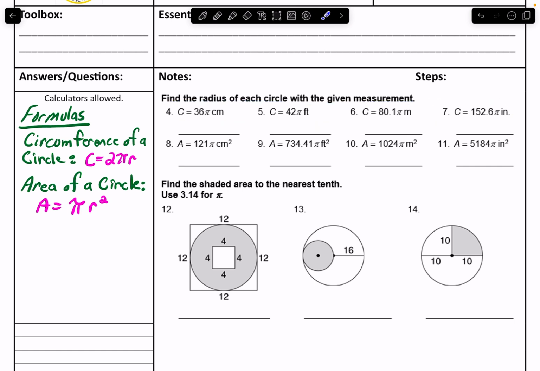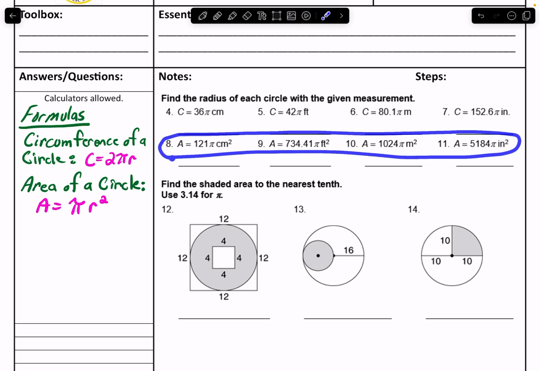Now, here's the formula we'll work with. The circumference of a circle is equal to 2 pi r. We'll take that formula, we'll plug this in for c, and then we will find r. We get down here to these four right here. We're given area in each one. So we'll plug that in for area, each one of those, and then we'll solve for r.